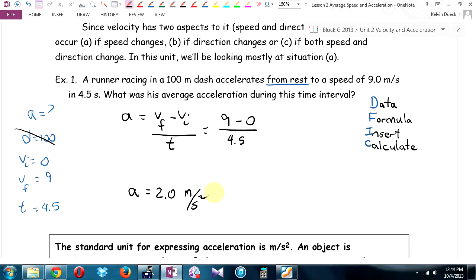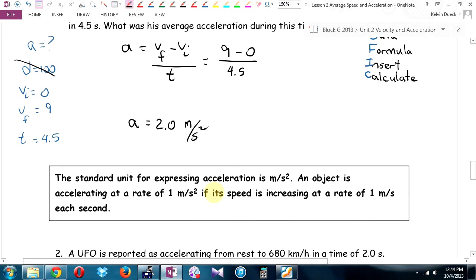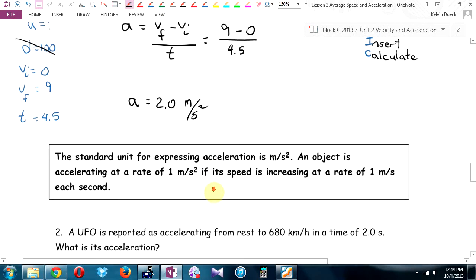So, the standard unit for expressing acceleration is meters per second squared. If you have an object that's accelerating at 1 meter per second squared, that means every second its speed is increasing by 1 meter per second. So let's try a few more.